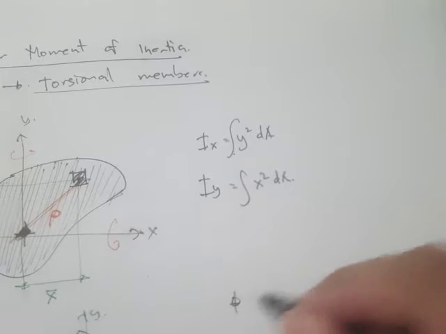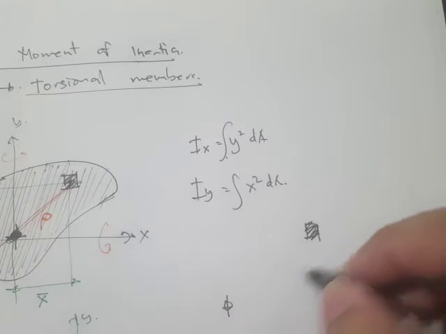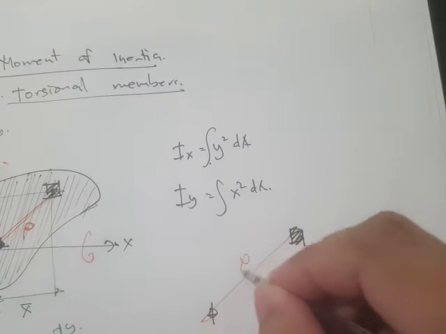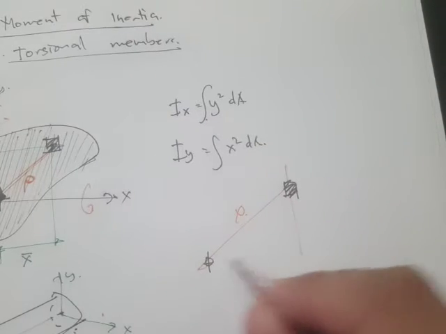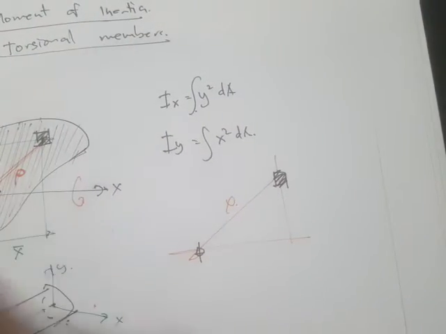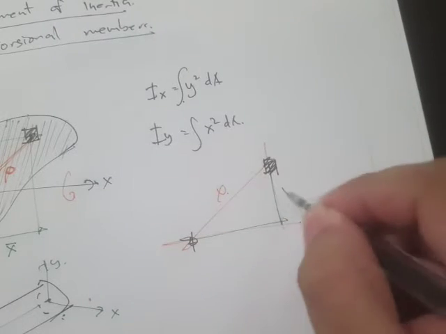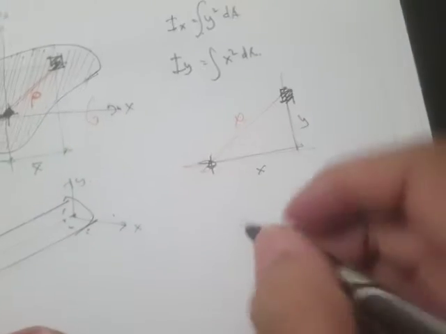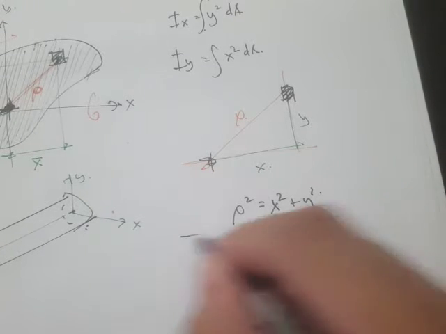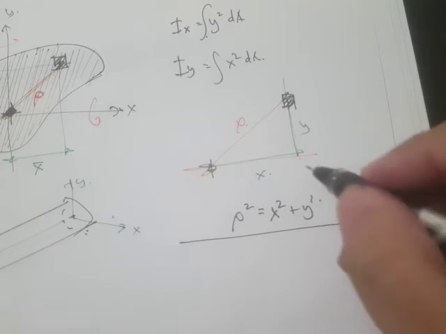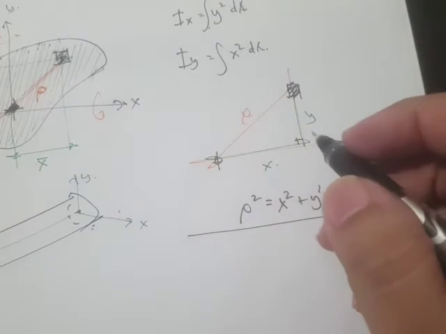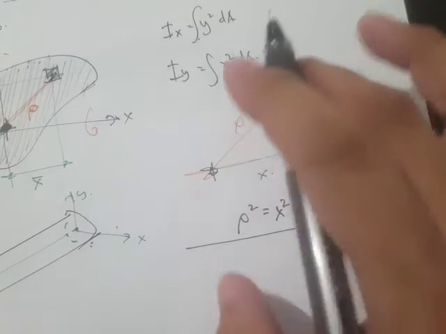that if this is our centroid and this is our differential area, this rho distance is related to the x and the y. So for the y, this is our y and this is our x. Therefore we can write that rho squared is equal to x squared plus y squared. So something like the Pythagorean theorem, which comes into play whenever we deal with right triangles.